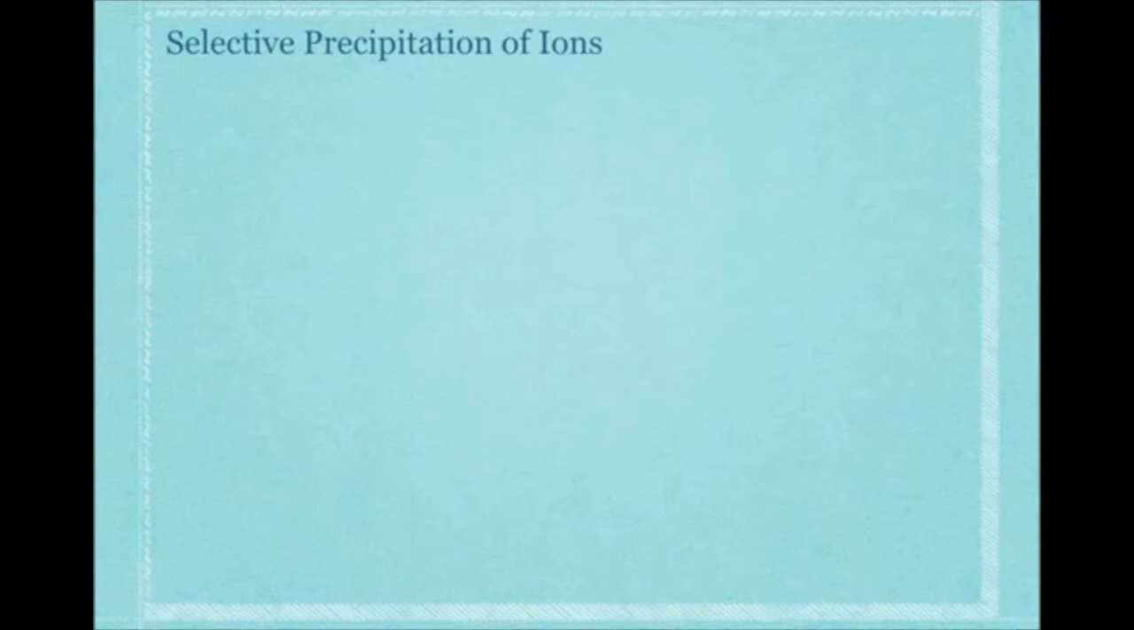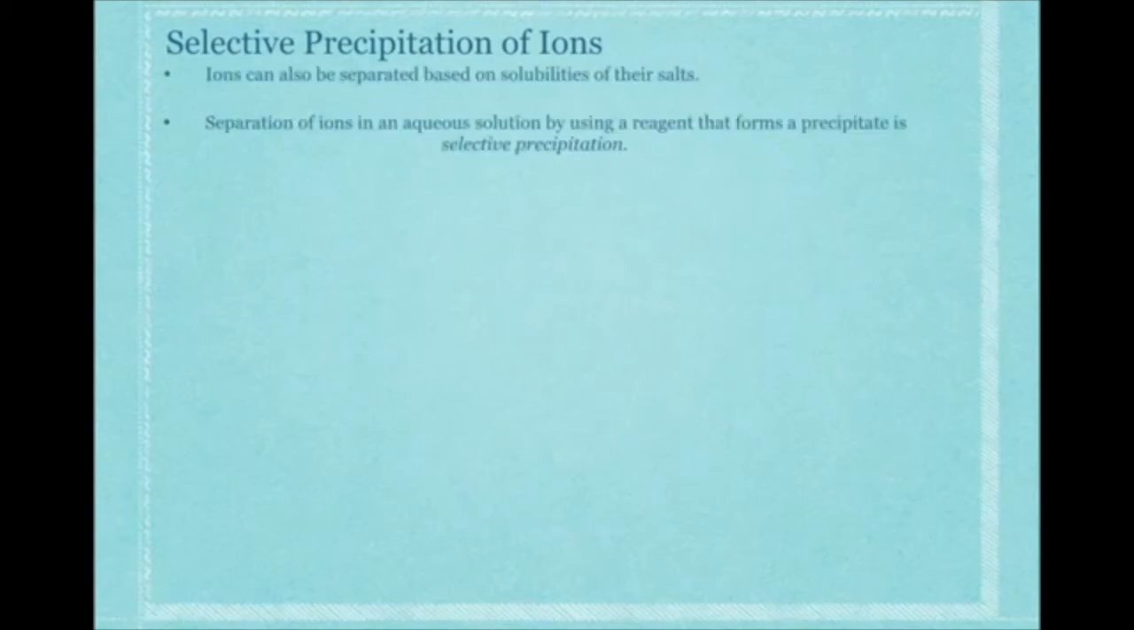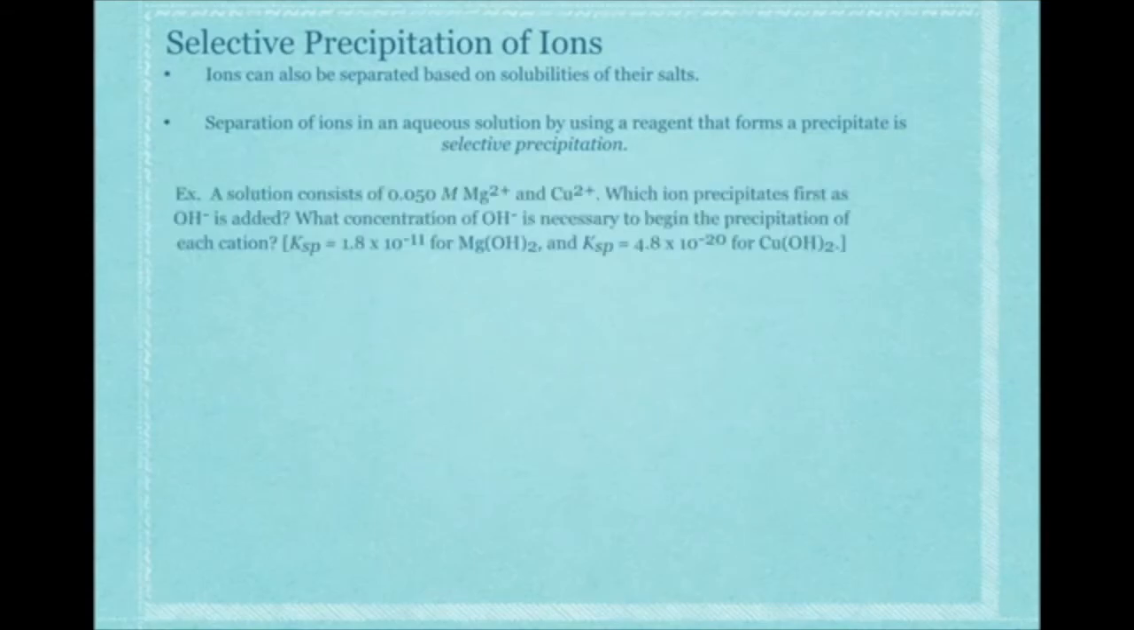The other type of problem is in which you are given two different ions and you're asked which one is going to precipitate out first. That's called selective precipitation, in which you can precipitate out one ion first and then the second ion based on the work we're about to do. Ions can be separated based on the solubilities of their salts, and if we separate them using a reagent that's going to form a precipitate with it, it's called selective precipitation.